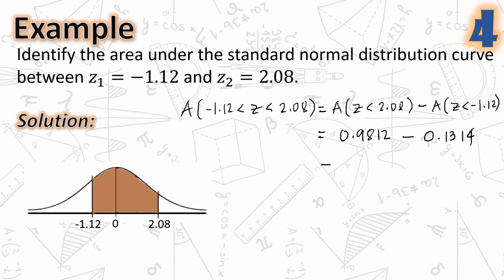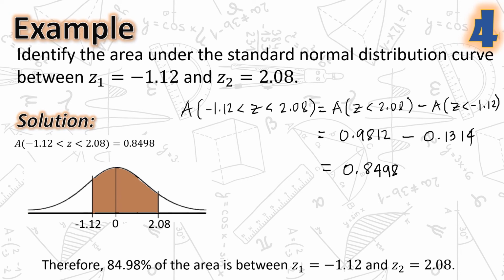So to get the area between z equals negative 1.12 and z equals 2.08, we subtract these two areas and we will get 0.8498. Hence, the area between z equals negative 1.12 and z equals 2.08 is 0.8498. So we say that 84.98% of the area is between z sub 1 equals negative 1.12 and z sub 2 is equal to 2.08.